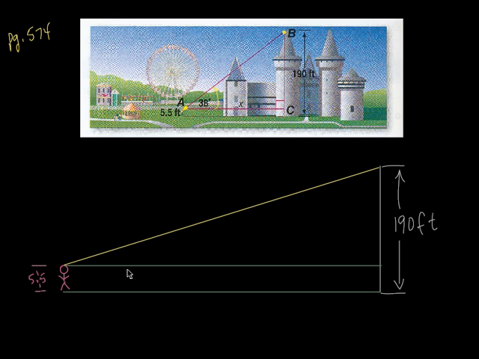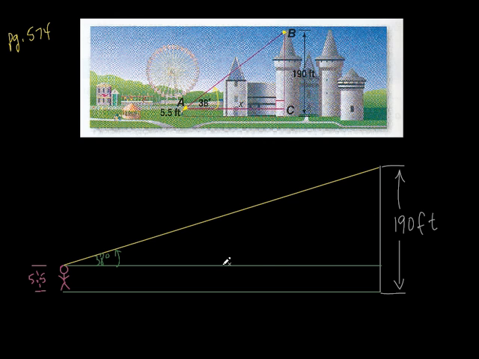So it's from the horizontal. It's not necessarily from the ground up to here. It's from the horizontal where she's looking to the line of sight. So this right here is the angle of elevation. And they tell us the angle of elevation is 38 degrees. So that's 38 degrees. And the question is, how far is she from the castle?